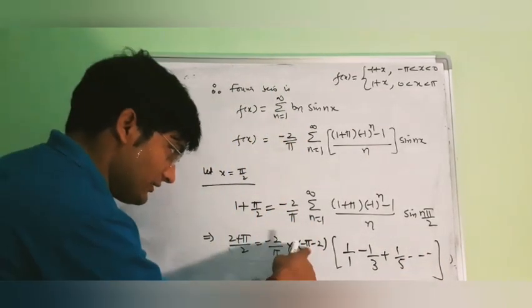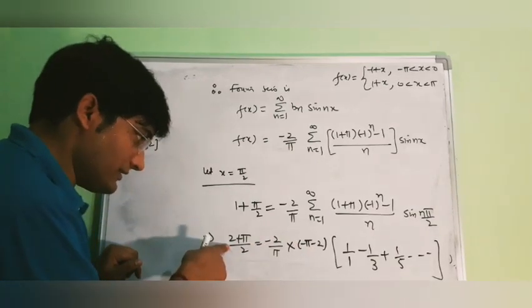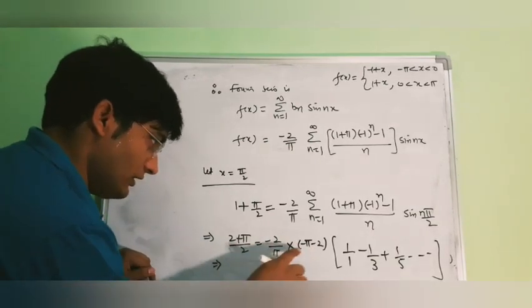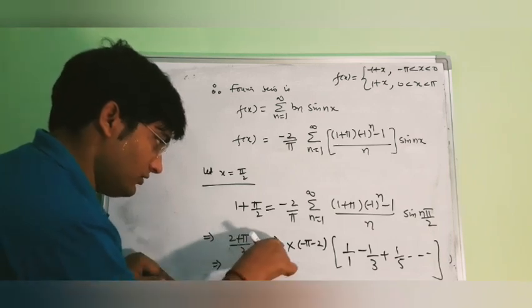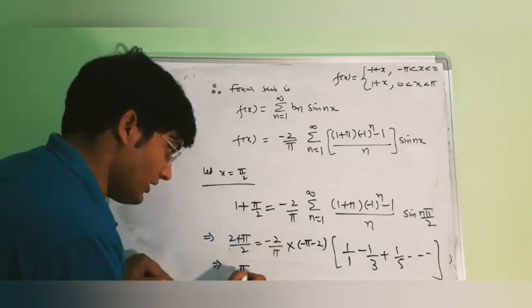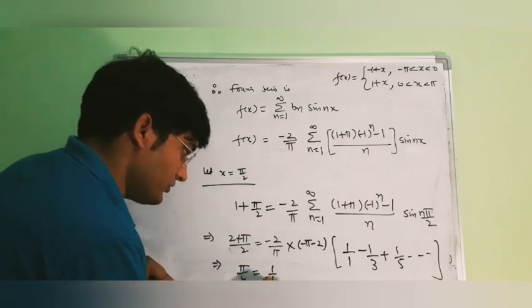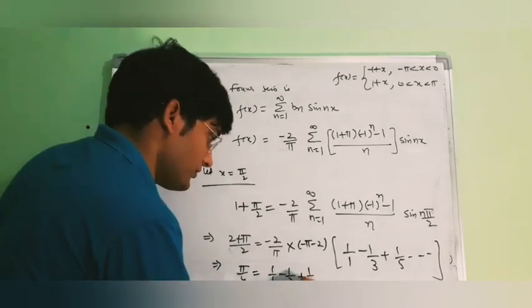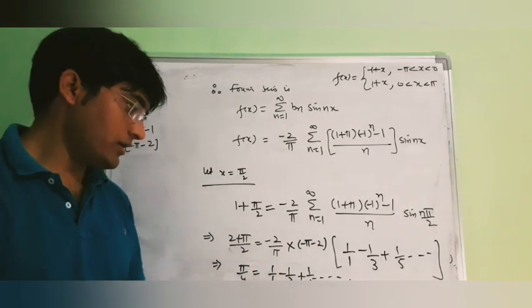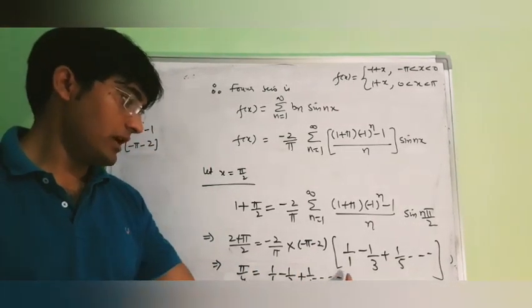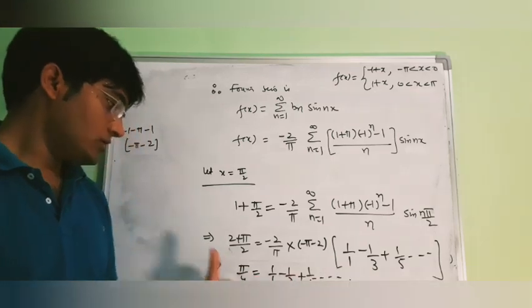Now here you can see that this pi plus 2 and this pi plus 2 will be cancelled. So now this minus and minus will be plus. Now this pi will go here, and 2 into 2 will be 4. So the sum of this series will be pi by 4. So the sum of the series 1 by 1 minus 1 by 3 plus 1 by 5 and so on, the sum of this series is pi by 4.